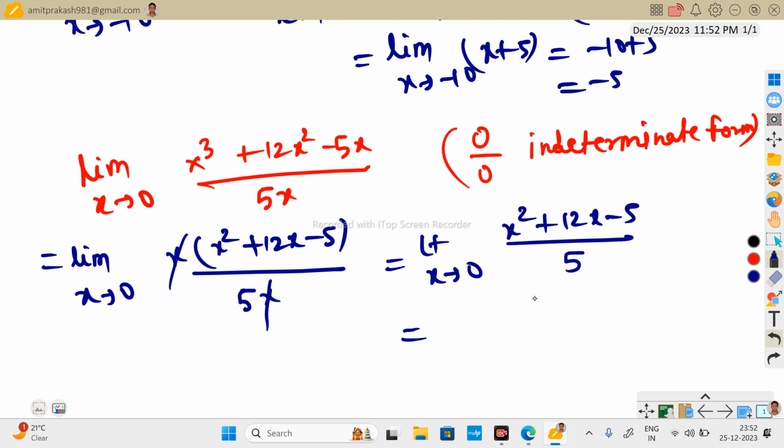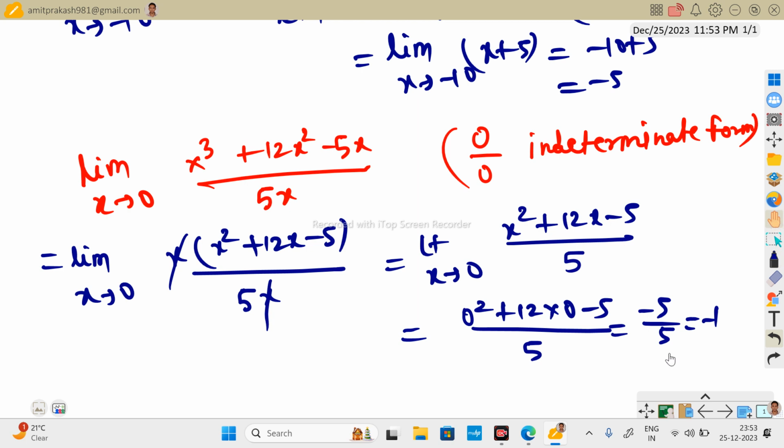This is not in any indeterminate form, so we can put the value x equals 0 in the limit directly to get the value of the limit. So 0 square plus 12 into 0 minus 5 upon 5 becomes minus 5 upon 5 equals minus 1. Thus we have solved this problem.